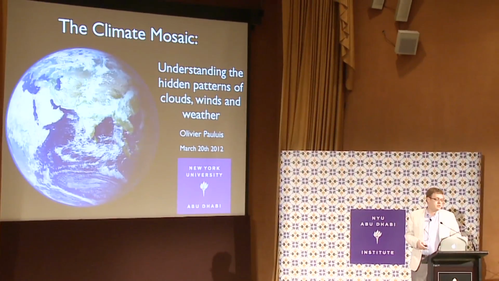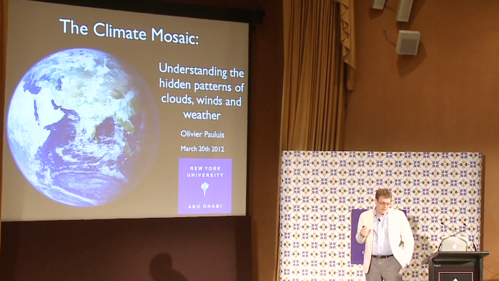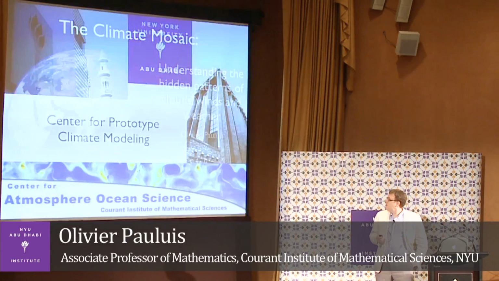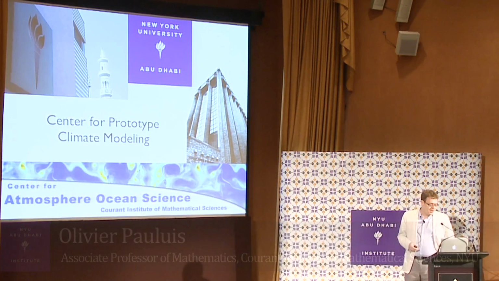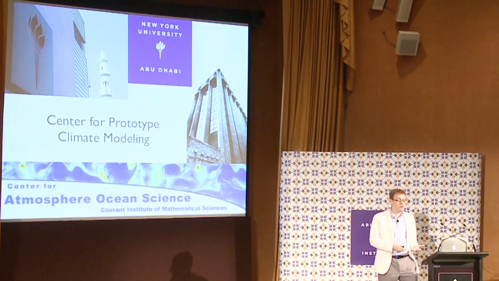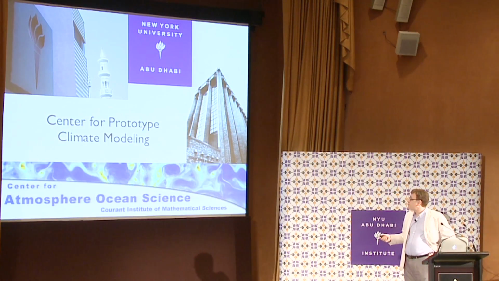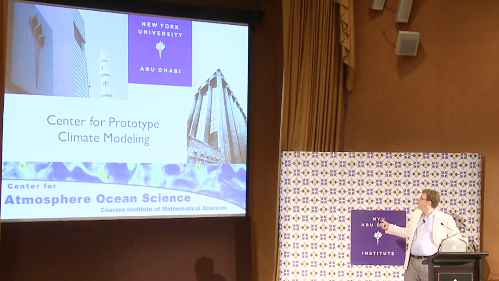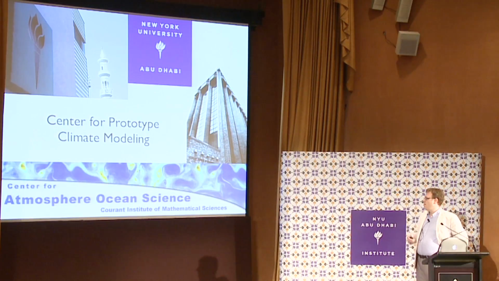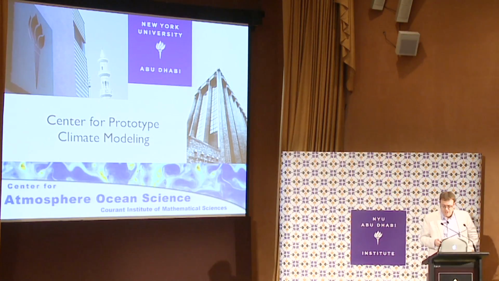So my talk today is basically on the climate mosaic, understanding the hidden patterns of clouds, winds, and weather. Before that, as Andy already did the introduction, I would like to mention a little bit the Center for Prototype Climate Modeling. We're having our first workshop this week in Abu Dhabi, and this is, of course, the NYU Abu Dhabi campus. This is where we're located in New York at the Study Center for Atmosphere Ocean Science, which is part of the Courant Institute, which essentially functions as the mathematics department of New York University, and that's the Warren Weaver building in New York by Washington Square, if you stop by New York City.